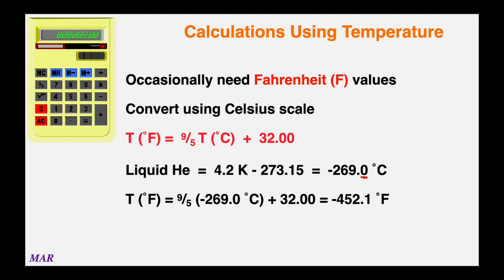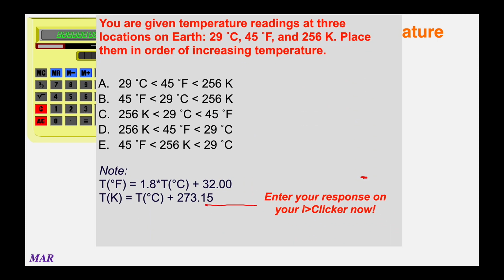Anyway, for right now, knowing that's the sig fig answer, if you wanted to convert that Celsius to Fahrenheit, you would throw that into the 9/5 times the Celsius plus 32. And when you get this out, negative 452.1 degrees Fahrenheit is the temperature of liquid helium. And that is really, really cold. Brr. But anyway, again, Celsius to Kelvin, Kelvin to Celsius a lot, once in a while Fahrenheit.